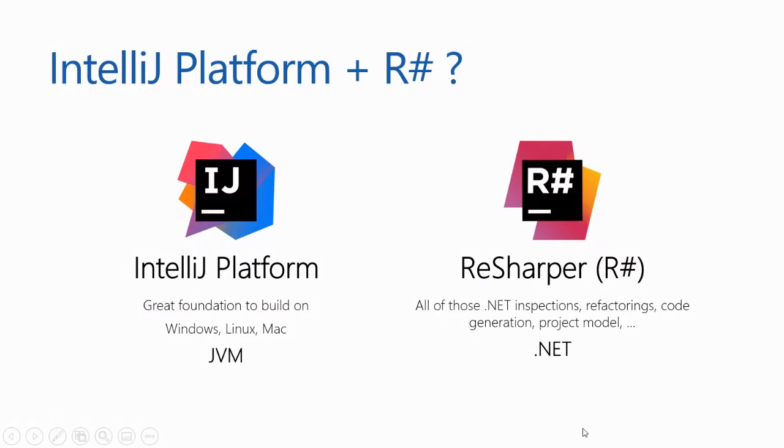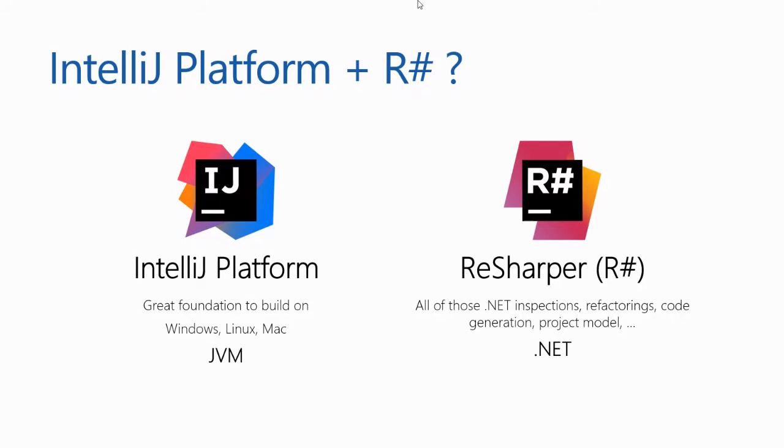Now, we decided to look at that IntelliJ platform to host ReSharper, but the thing is, if you start thinking about all of those things, IntelliJ is JVM-based and ReSharper is all .NET-based. So how can you combine those two things in one project? Yes, IntelliJ is cross-platform, and yes, ReSharper could run cross-platform if we use Mono or .NET Core or something like that, but they are two different platforms. One is JVM, one is .NET. How do you solve that issue?